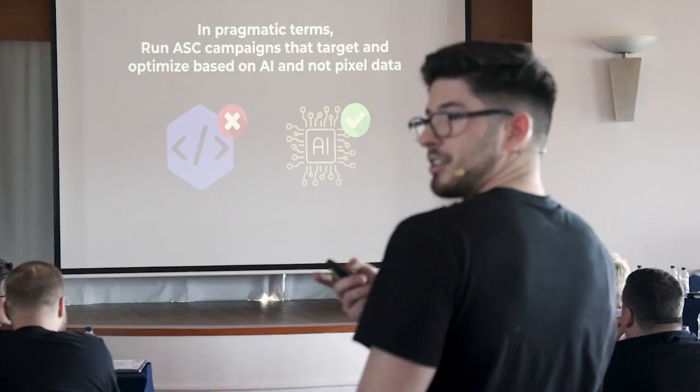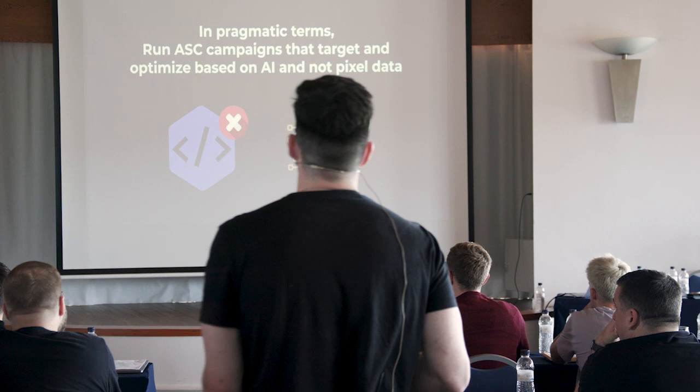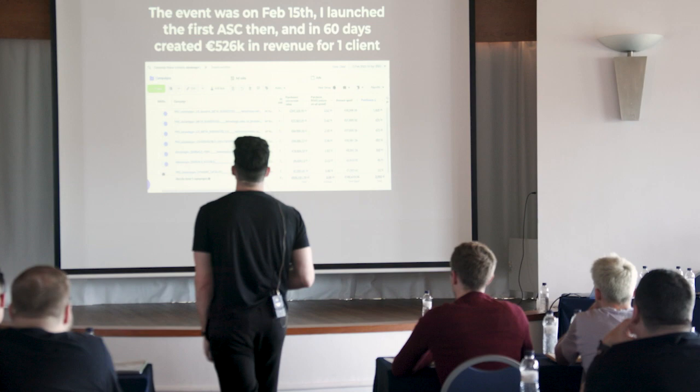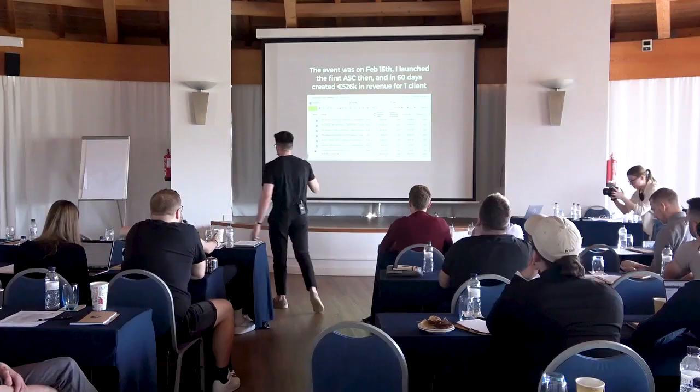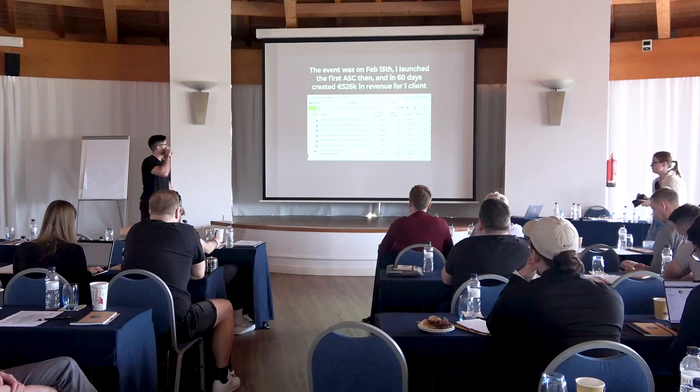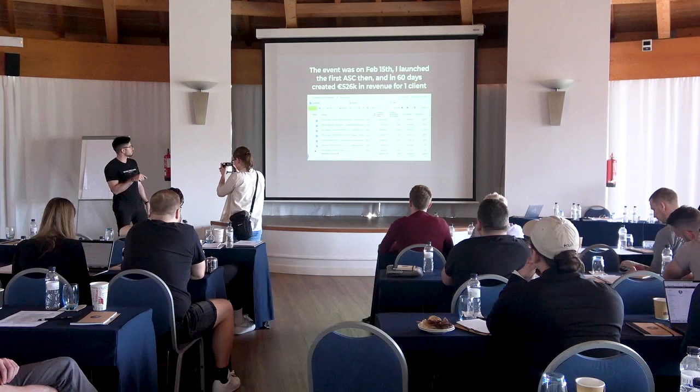You have to do it, guys. So Advantage Plus, they don't rely on pixel data. They rely on artificial intelligence. It's pretty, pretty cool. This event was on February 15th. Okay, 60 days, I got to spend 180K already on all Advantage Plus campaigns just for one ad account. 2.88 ROAS, over 500,000 in revenue in 2 months.